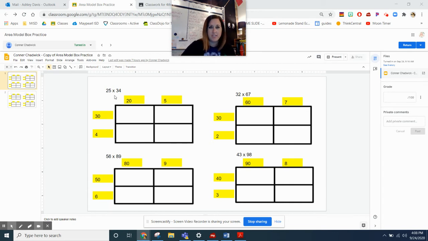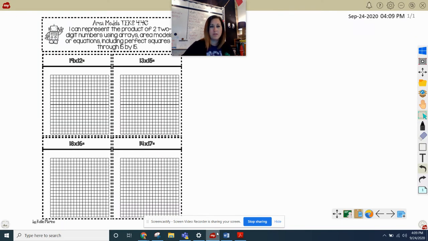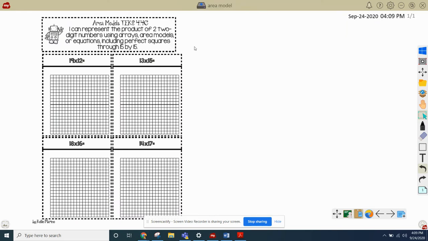Okay, so what we're going to do today is we're going to talk about what's going to go inside, or how are we going to solve the problem from here. So again, you practiced decomposing these numbers yesterday and placing them around the box. And today we're going to talk about what exactly goes in each box and then how we are going to solve.